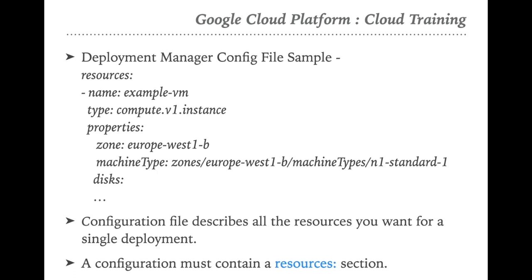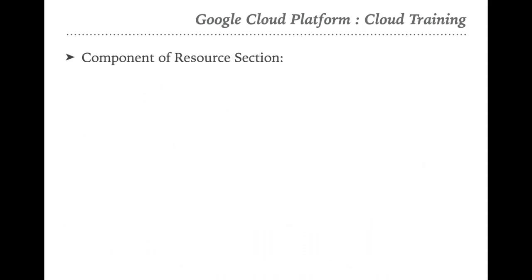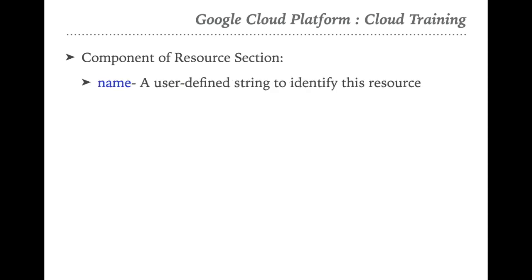A configuration must contain a resources section. This resources section is mandatory for the configuration file. Now let's discuss a few components of the resources section. The first one is the name. This is a user-defined string to identify the resource, and this string cannot be duplicated whenever you are executing the same deployment file again and again.